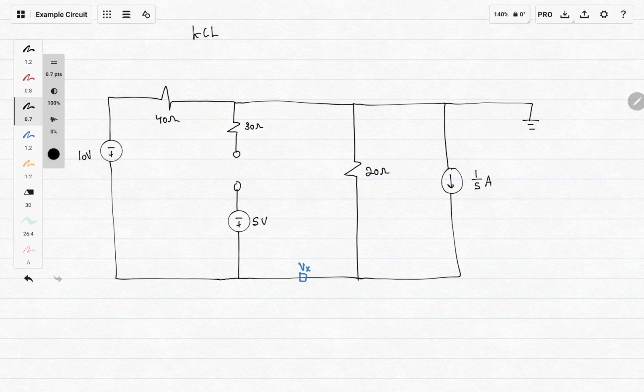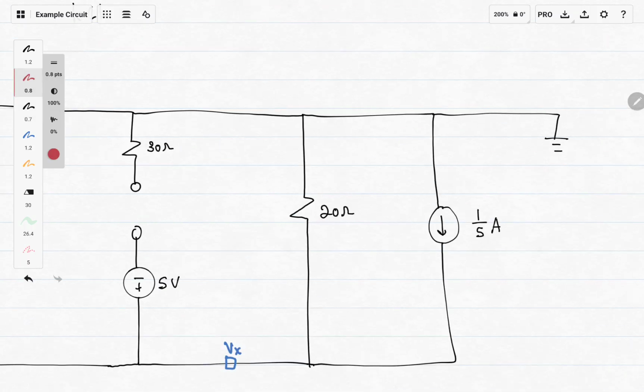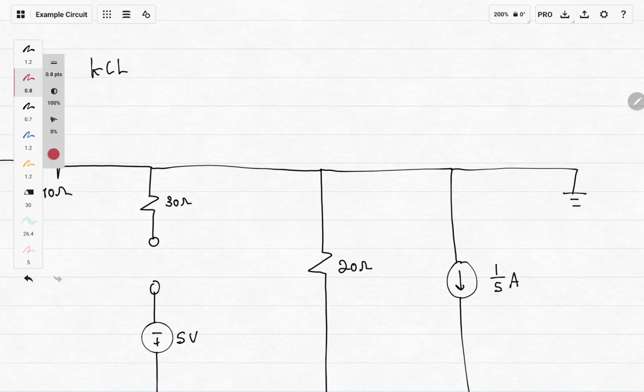So for this circuit, we're going to try to find Vx, which is at the bottom, the blue bottom. And with this circuit, we can see that the ground is at the top right. So I like labeling them. For KCL, we use nodes, which are just like wires in a way.